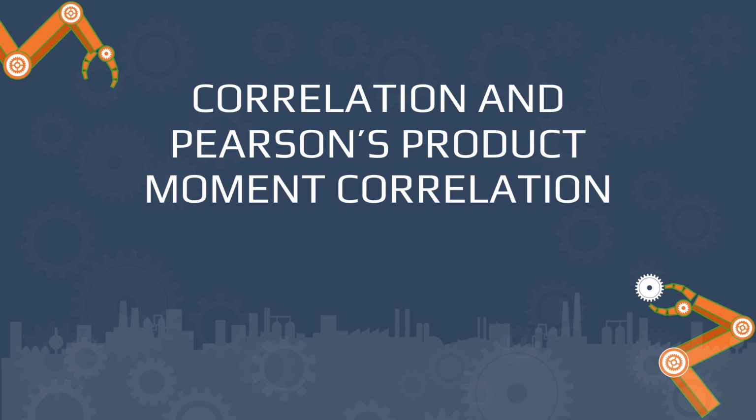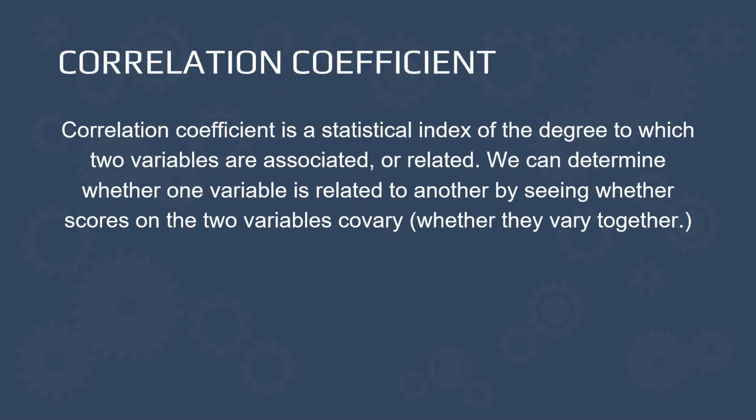So in this video, let's look at the correlation coefficient and Pearson product moment correlation, a tool that tells us how two variables are related. So what is correlation coefficient? Correlation coefficient is a statistical index of the degree to which two variables are associated or related. In other words, the correlation coefficient measures how strongly two variables move together.